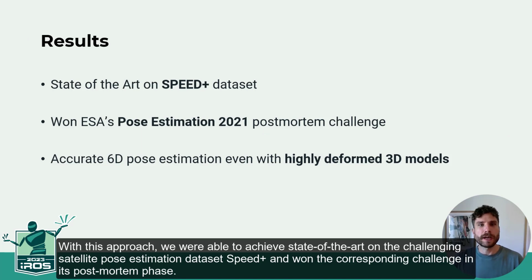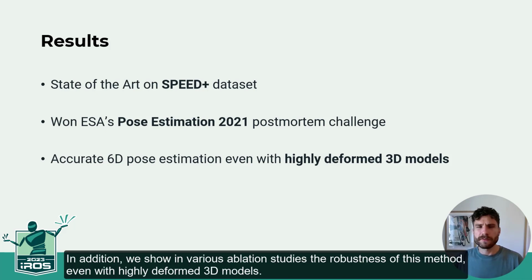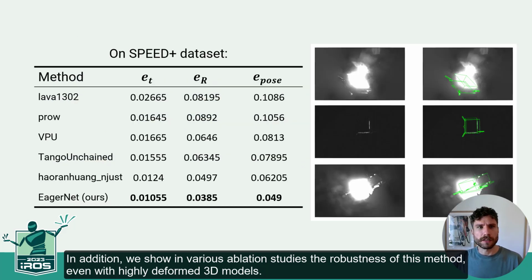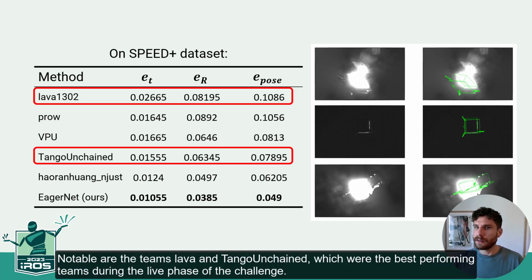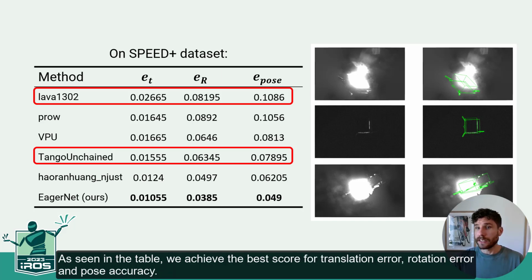With this approach, we were able to achieve state-of-the-art on the challenging satellite pose estimation dataset SPEED+ and won the corresponding challenge in its post-mortem phase. In addition, we show in various ablation studies the robustness of this method, even with highly deformed 3D models. Here are the results in detail on the SPEED+ dataset. Notable are the teams Lava and Tango Unchained, which were the best performing teams during the live phase of the challenge. As seen in the table, we achieved the best score for translation error, rotation error, and pose accuracy.